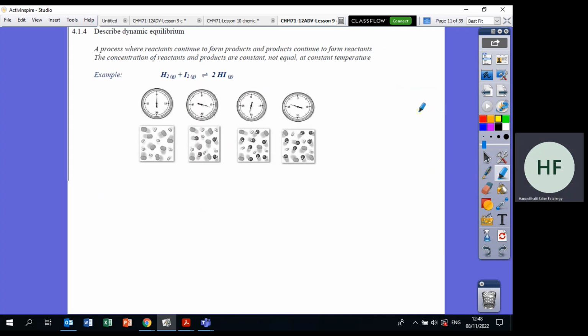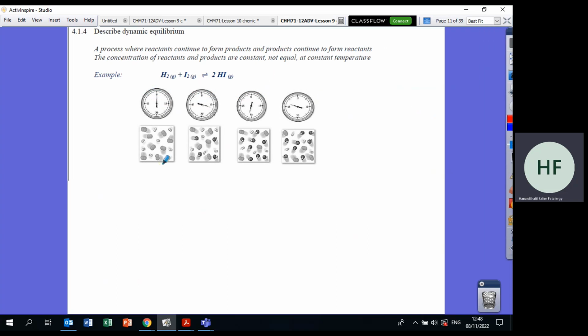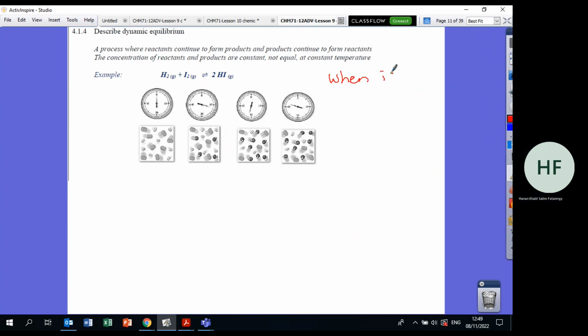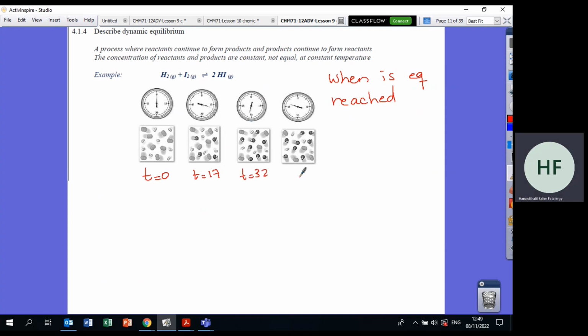Now this is a question that is important in the exam. You have this particle diagram and you have to tell me when is equilibrium reached. You have to tell me the time. Here the time is 0. Here the time is 17. Here the time is 32. And here the time is 47. At what time of these 4 is equilibrium reached? As you know very well, at equilibrium, the reactants and the products become constant.